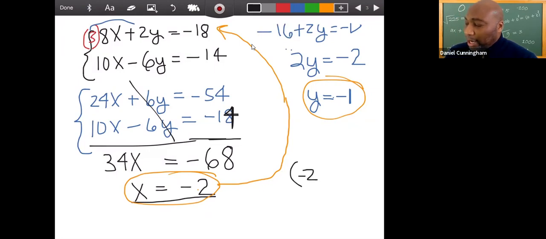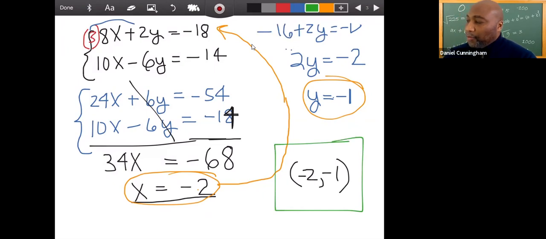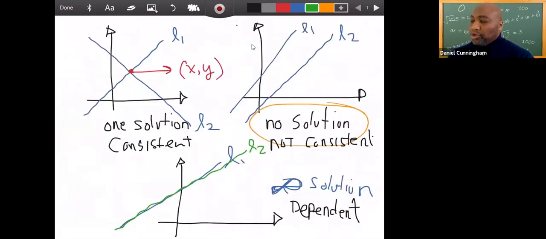Again, if you want to write it as an ordered pair, you just say (-2, -1). And this is a one solution. Again, this is my answer. If we go back to our drawing, this would be a one solution, which is consistent if you graph both of those linear equations.